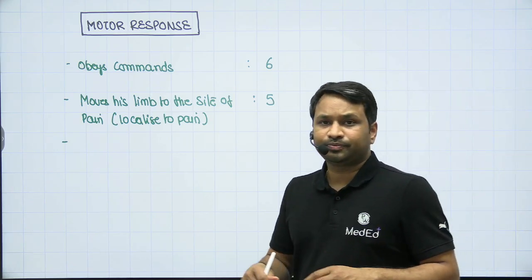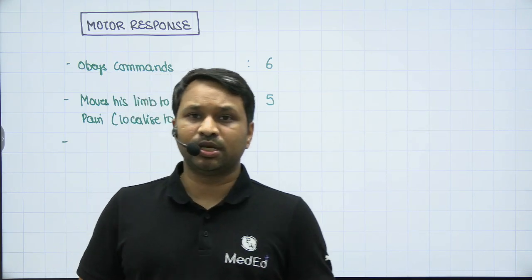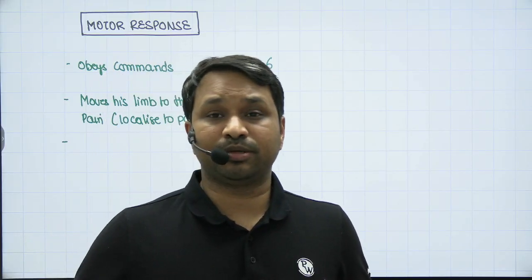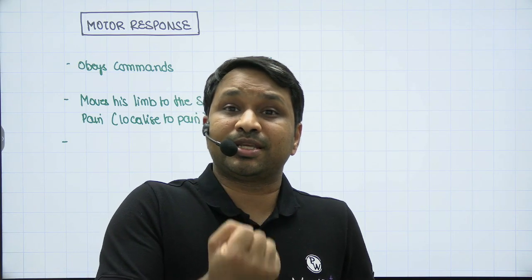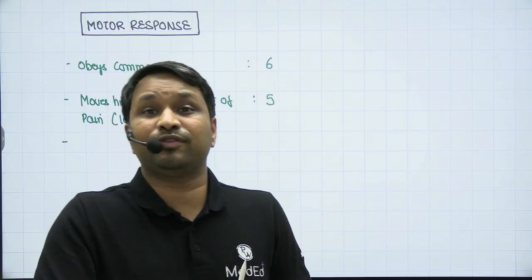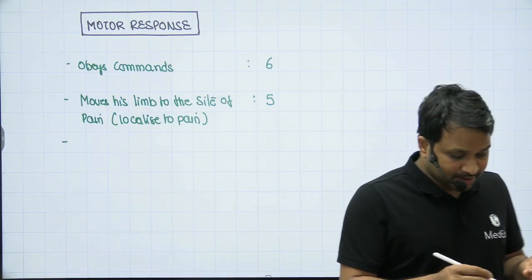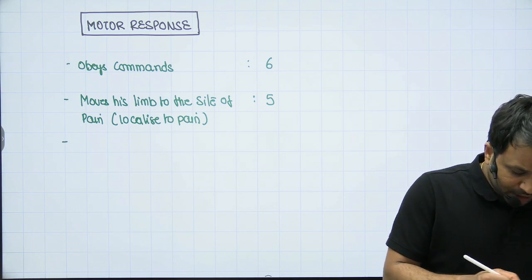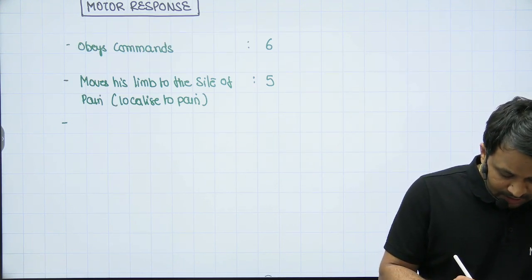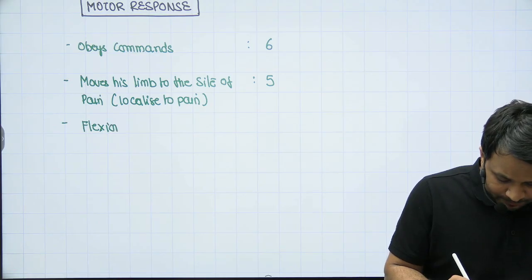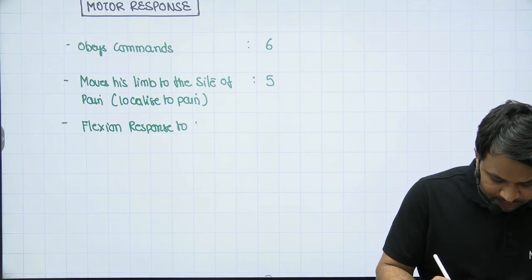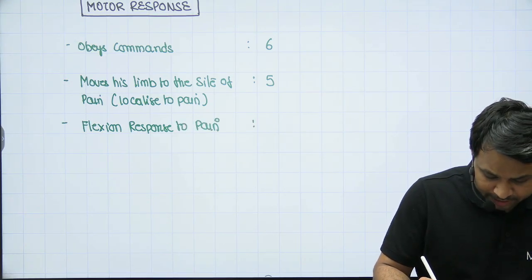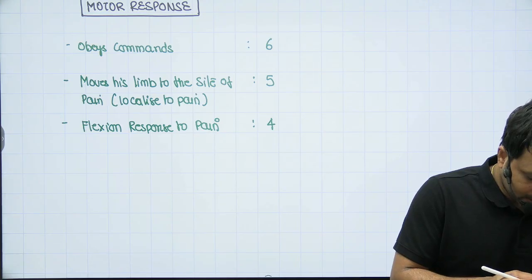On the other hand, when you are giving a painful stimulus, the patient is now trying to reach, but he's not having enough amount of motor strength, right? But he's making a purposeful attempt, he's making a purposeful reach, and he's not able to reach, but there's some amount of flexion. So he's trying to reach to the site of the pain, and that flexion indicates a score of 4. So if there is a flexion response to pain, a score of 4 is given, right?